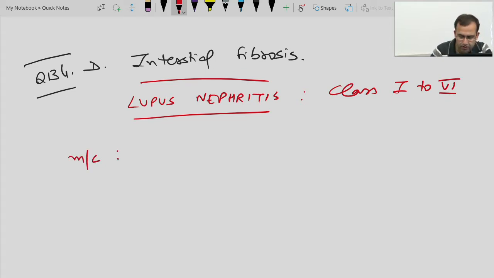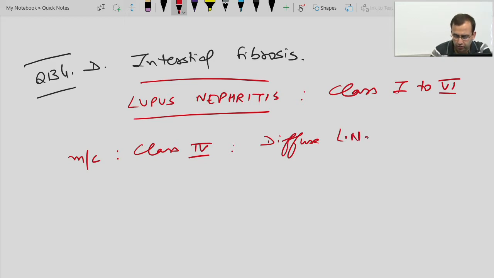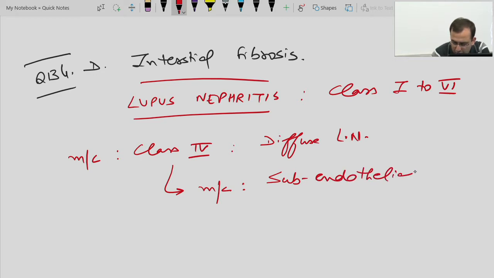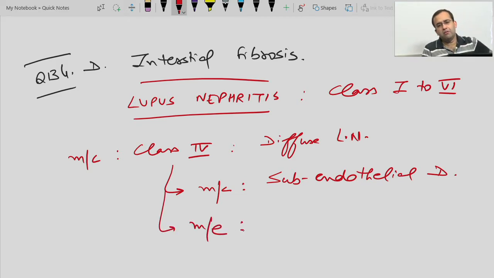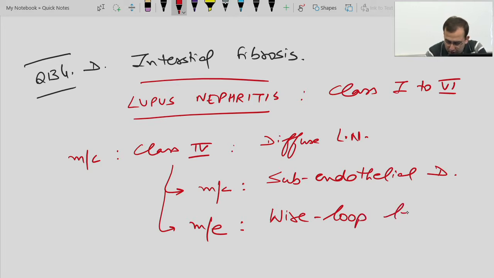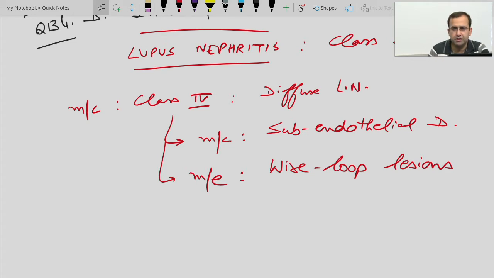The most common class of lupus is class 4, also called diffuse lupus nephritis. The most common site of deposit in class 4 is subendothelial, and microscopically it is associated with the presence of wire loop lesions. This is class 4, diffuse lupus nephritis.